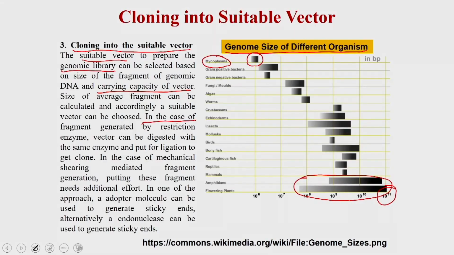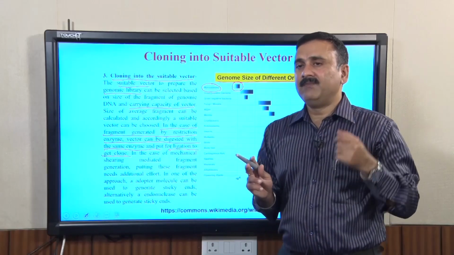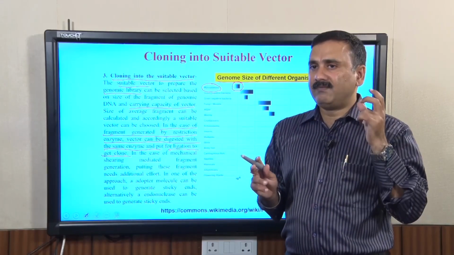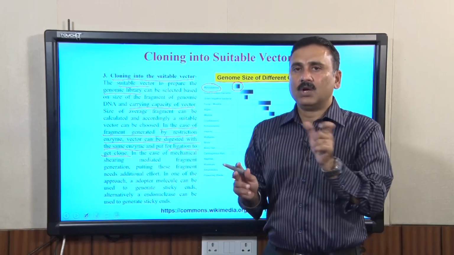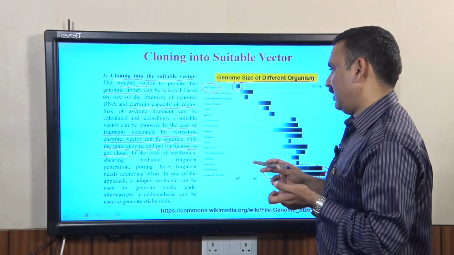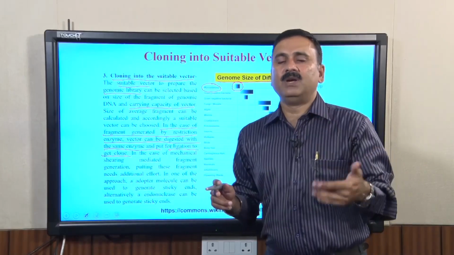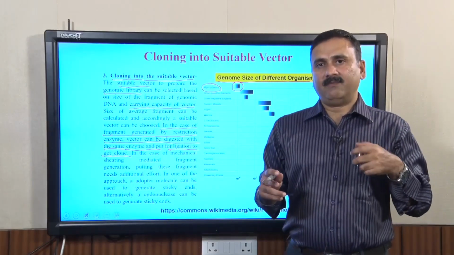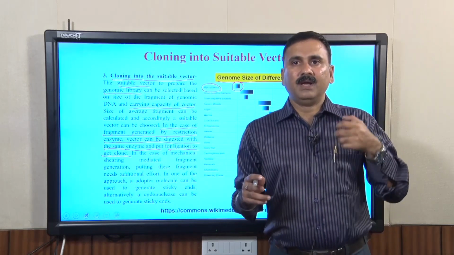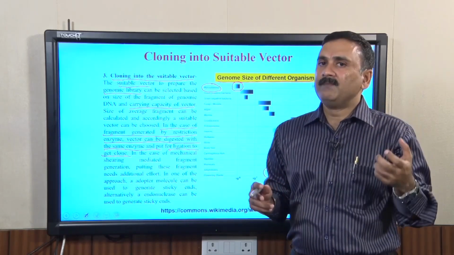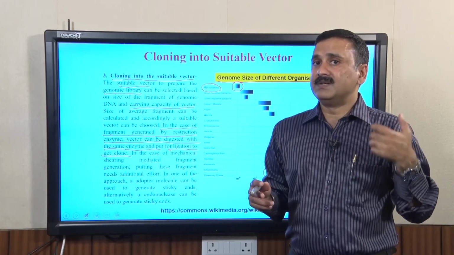In the case of fragments generated by restriction enzymes, the vector can be digested with the same enzyme and put for ligation to get the clone. Whereas, if you do mechanical shearing, it is not going to generate fragments which have cohesive ends. So, in those cases the subsequent cloning is going to be very tedious and difficult, and you might have to put in more effort in cloning those fragments.